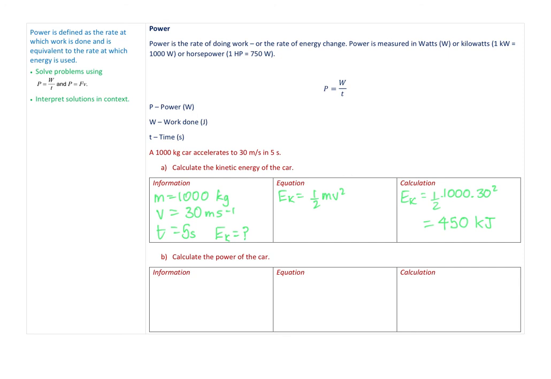So calculate the power of the car. Well, that's the amount of energy that the car gained. So that was the amount of work that was done on the car. Power is equal to work done on time. That's my equation. We now know the work done is equal to the kinetic energy from above, which is equal to 450 kilojoules. So we plug that all in. Power equals 450 divided by time, which was 5 seconds, which equals 450 divided by 5, I believe, is equal to 90. 5 nines are 45. 90 kilowatts, which is a typical sort of power that you might expect for a car. So that is how we work out power.